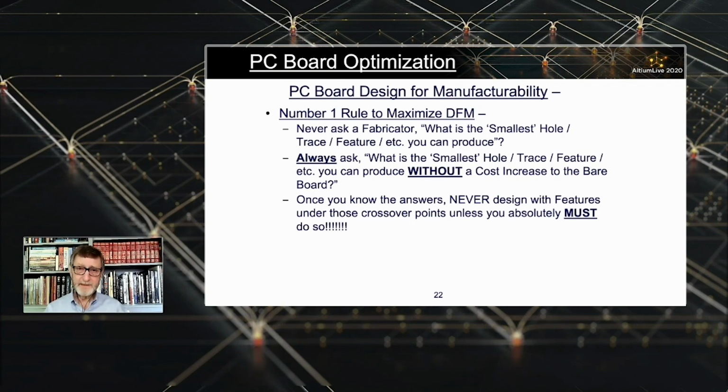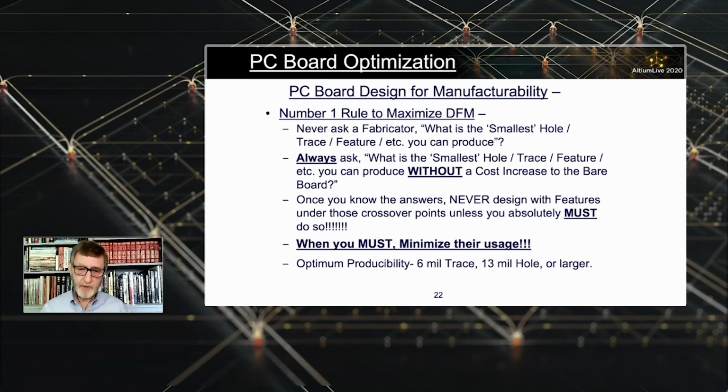Think about it. People don't think about it. I've seen people put 4 mil traces when they only have 20 or 30 traces on a surface of a board. What are they thinking? Again, if it's impedance controlled, yes, then you have to. But if it's not, don't do that. Once you know the answer, never go below that width unless you have to. And when you have to, minimize the usage.